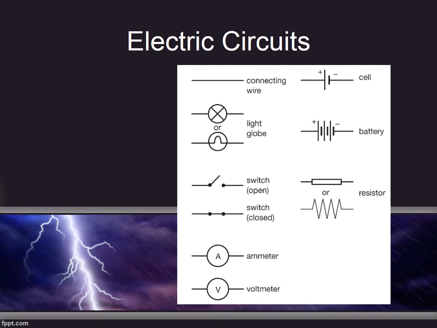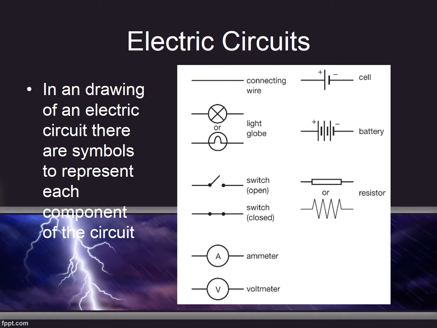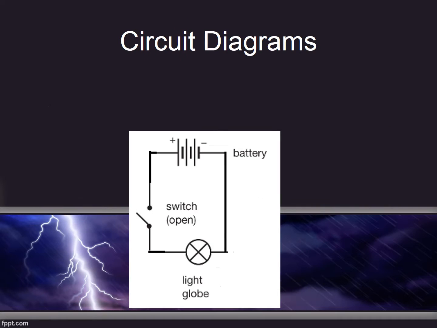Now, when we make electric circuits, we can use a number of symbols to show various things that are in the circuit. And here's a few common ones. So we can use these to show the various things in the circuit and how we're going to put it together.